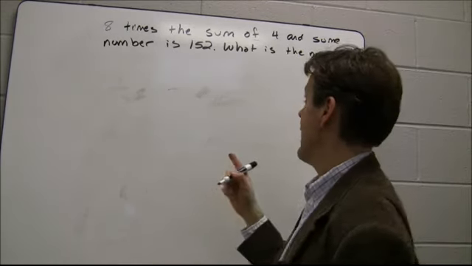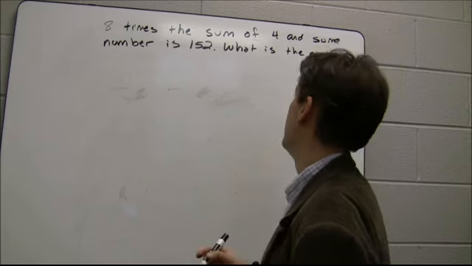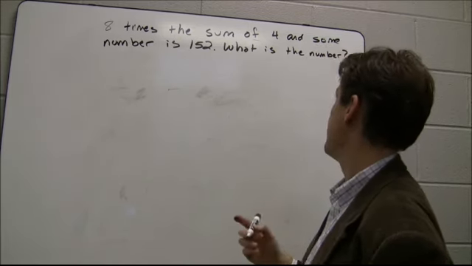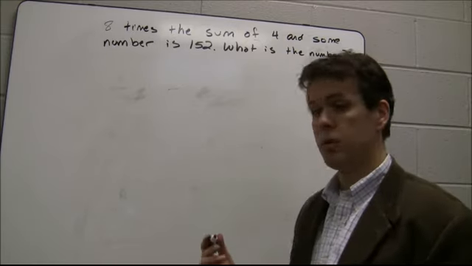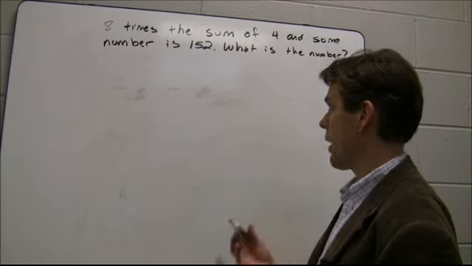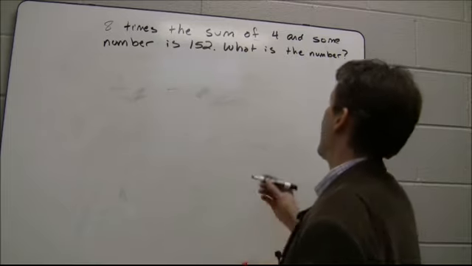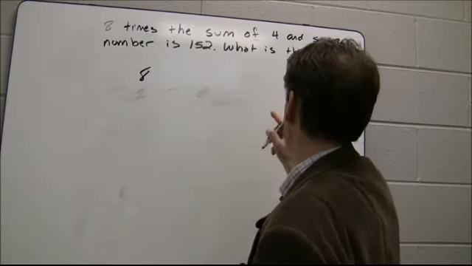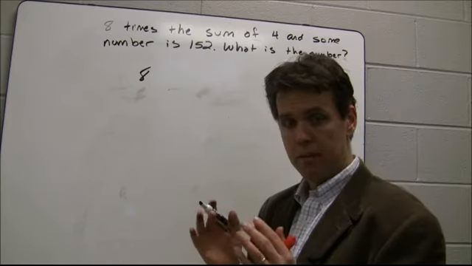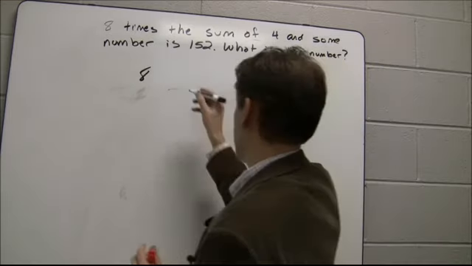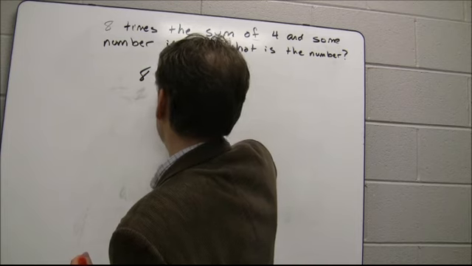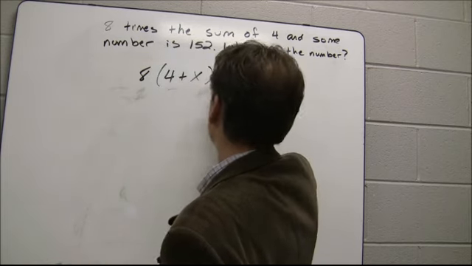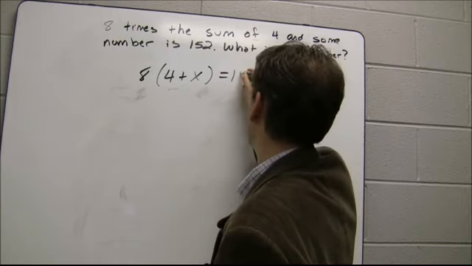Okay, we have 8 times the sum of 4 and some number is 152. What is the number? Again, we want to just write this as an equation and find the unknown. So 8 times the sum of 4 and some number. So the sum means what? That we're adding. So the sum of 4 and some number, so 4 plus some number called x, is 152.